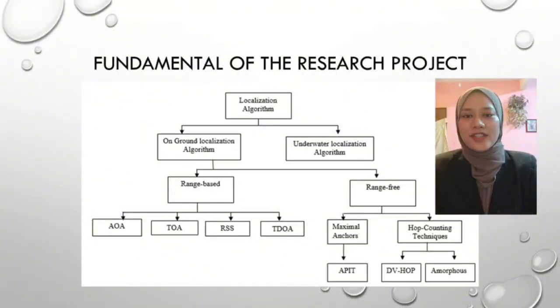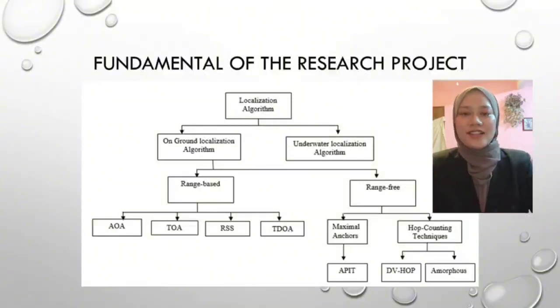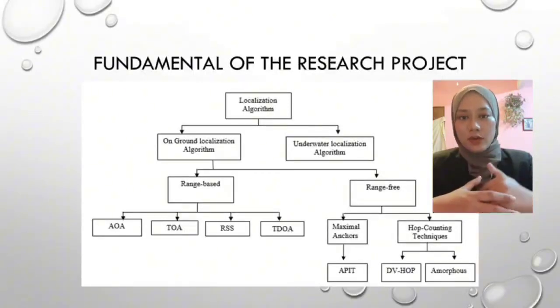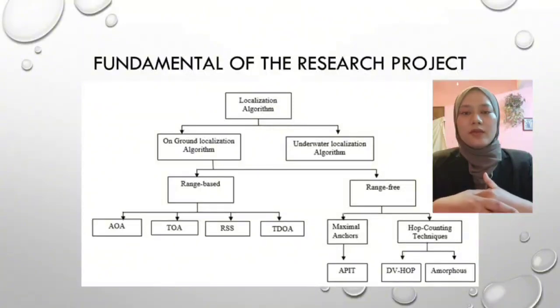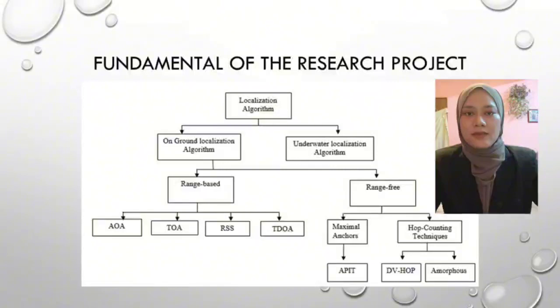Fundamental of the research project. As we can see, the figure shows the basic technique of the localization algorithm. Localization has two types, which is first, underwater localization algorithm, and second, on-ground localization algorithm. The scope of this project is on-ground localization algorithm. Localization algorithm for sensor network can be classified into two groups. First, range-free algorithm, and second, range-based algorithm. The project involved the range-based algorithm because it was more accurate than the other one.